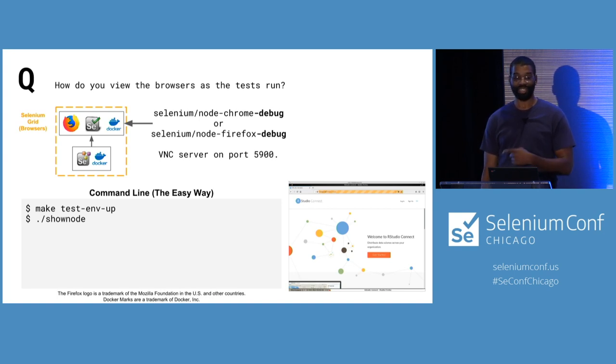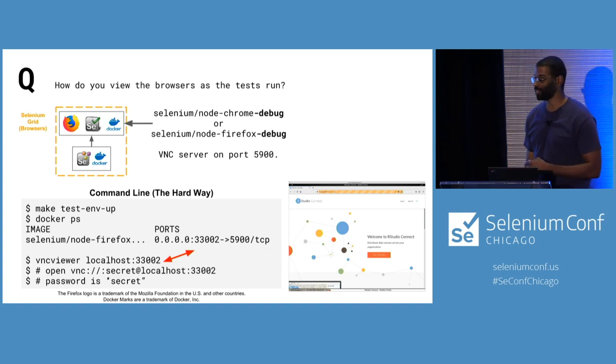Now, if there's an easy way, then there's probably a hard way. And the hard way is to use the docker ps command. If you don't want to use ShowNode, you can use the docker ps command directly. You can figure out which port is running the VNC server. And then if you're on Linux, you can use the VNC viewer program in order to launch your VNC viewer. If you're on macOS, you can use the open command.